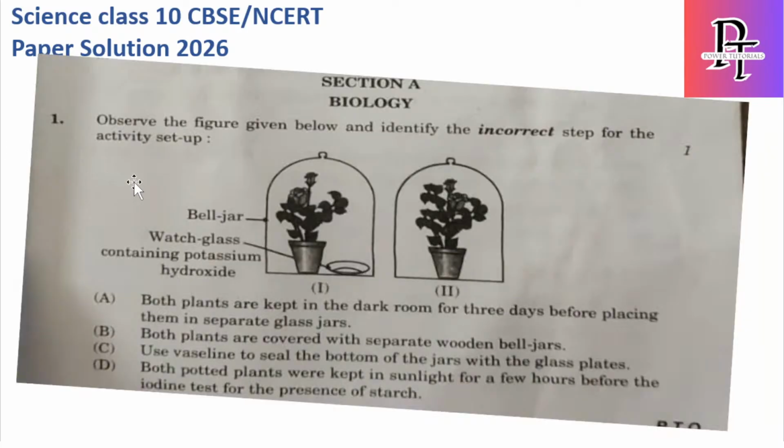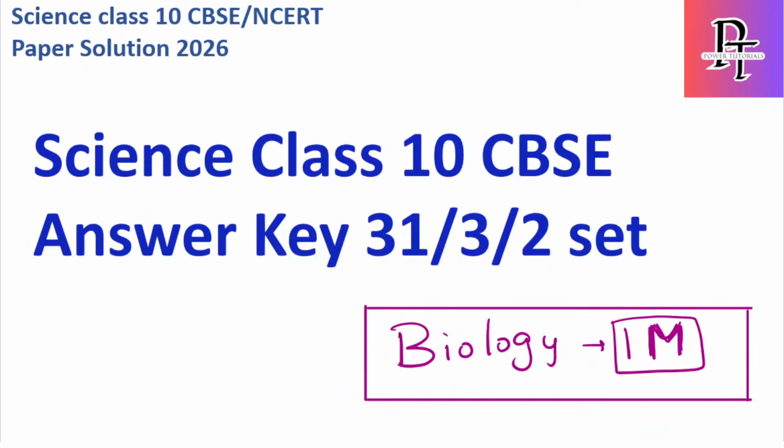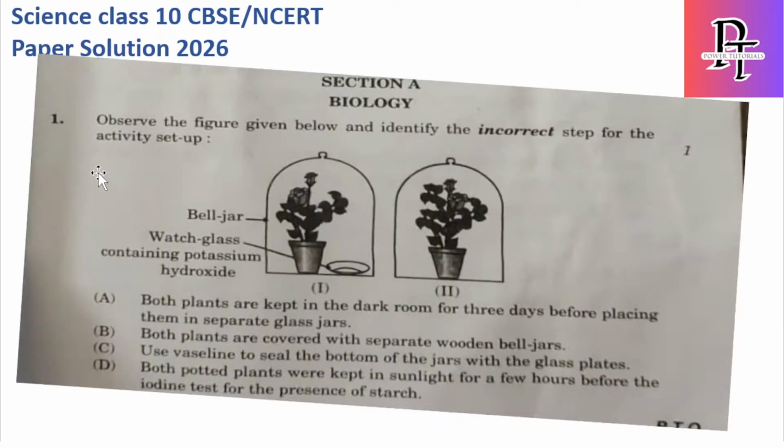So section A is biology in science, which is of set 31/3/2. Okay, so let's start with the first question. Observe the figure given below and identify the incorrect step for the activity setup. You can see that we have 2 plants and they are closed with a jar and a plate. They have mentioned that the plate should be KOH, which is potassium hydroxide. Okay, so what are the steps?